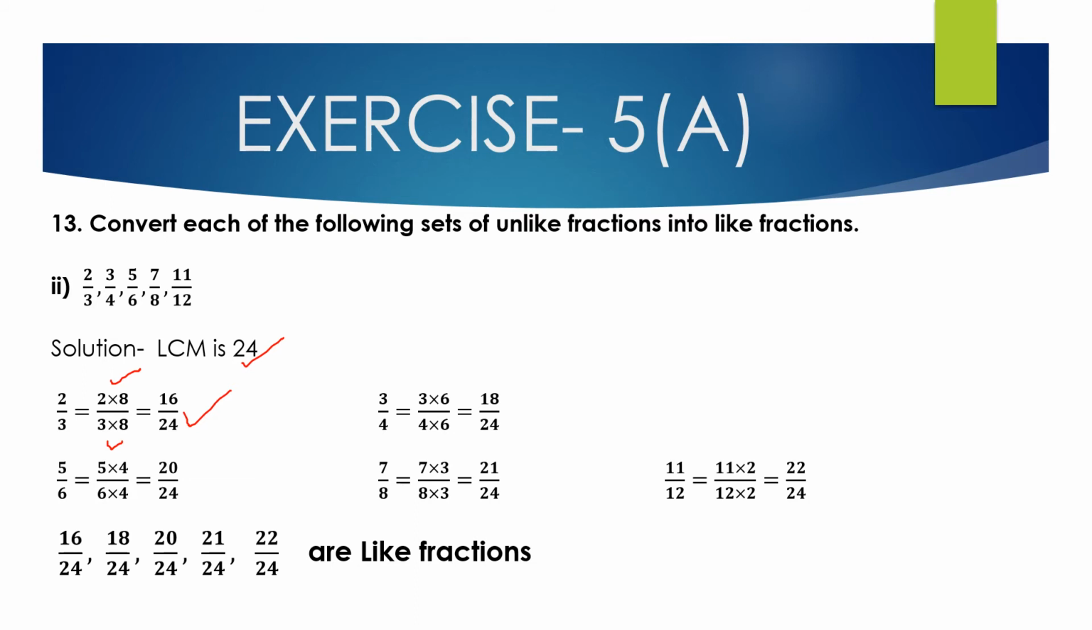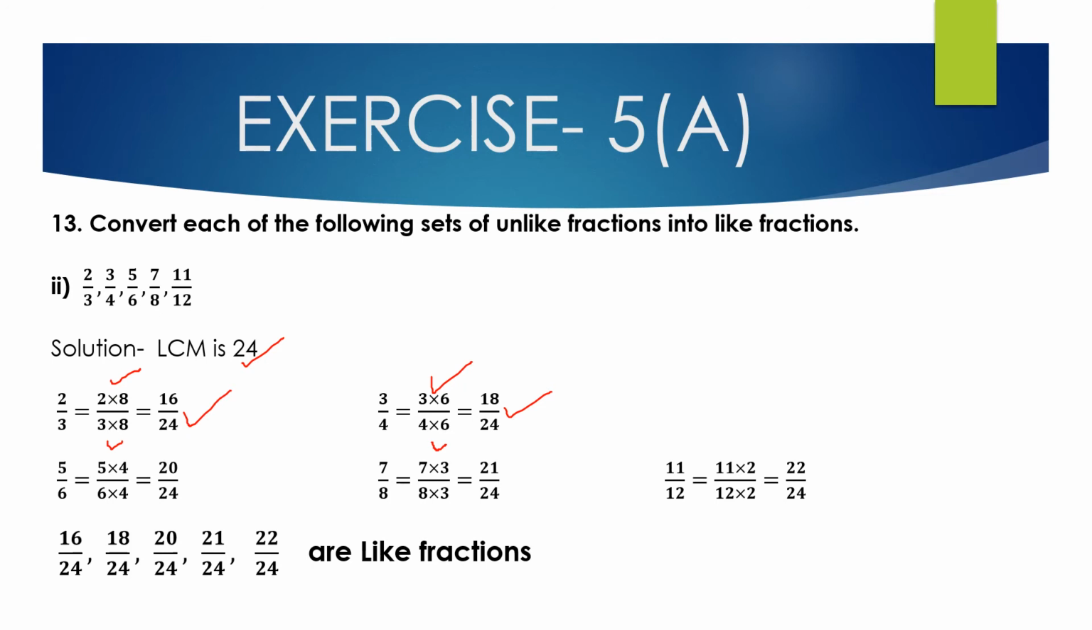Now 3 divided by 4, we know 4 multiplied with 6 is 24. So convert this unlike fraction by multiplying the numerator and denominator by 6. So multiply 6 with numerator 3 and multiply 6 with the denominator 4. So 3 multiplied with 6 is 18 and 4 multiplied with 6 is 24. So we get 18 divided by 24, and 18 divided by 24 is the equivalent fraction of 3 divided by 4.